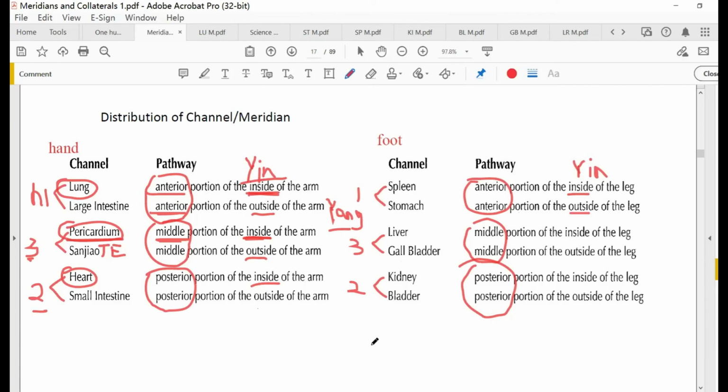Also, remember the two relationships. What are the two relationships? Anyone can recall? So for example, these two, what relationship do these two have? Exterior and interior. Yes, right. And how about the next one? What relationship? For example, large intestine and stomach.